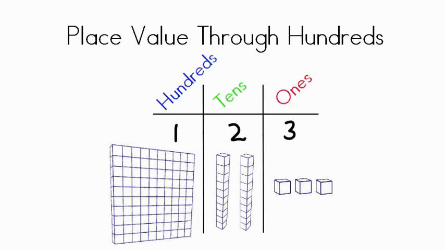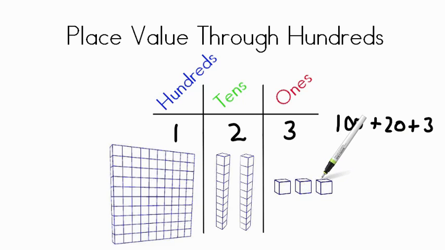So if we break this number down into its parts, it actually looks like 100 plus 2 tens, and 10 plus 10 is 20, plus 3 ones. So even though we say the number 123, and you can actually hear the 120 and 3 right there, what we're really saying is that there's 100 of something, plus there's 2 tens or 20 of something, plus there's 3 ones. So for a total of 123.